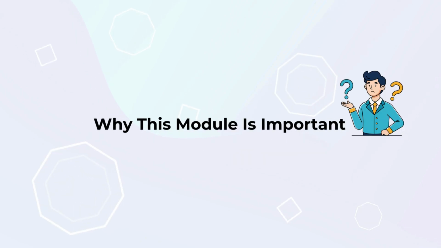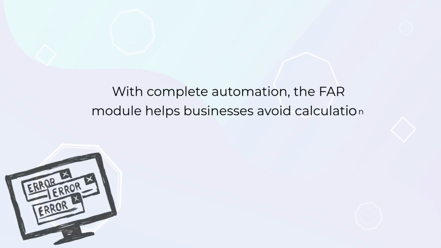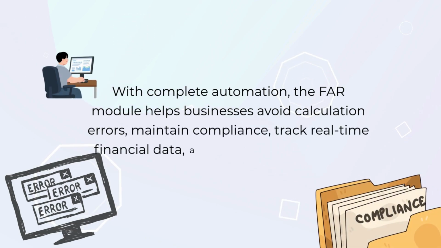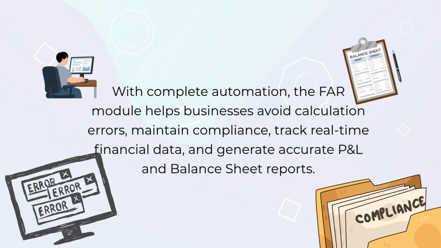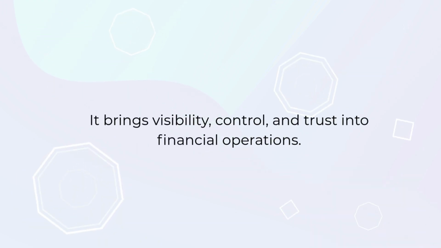Why this module is important? With complete automation, the FARM module helps businesses avoid calculation errors, maintain compliance, track real-time financial data, and generate accurate P&L and balance sheet reports. It brings visibility, control, and trust into financial operations.